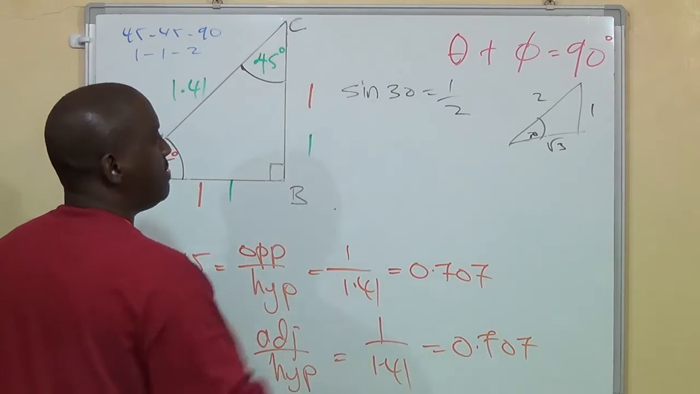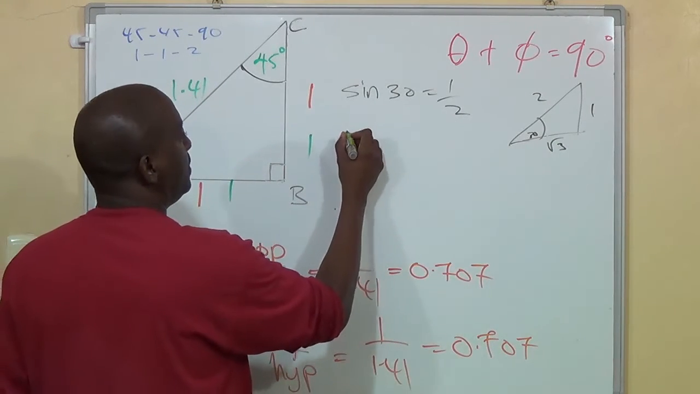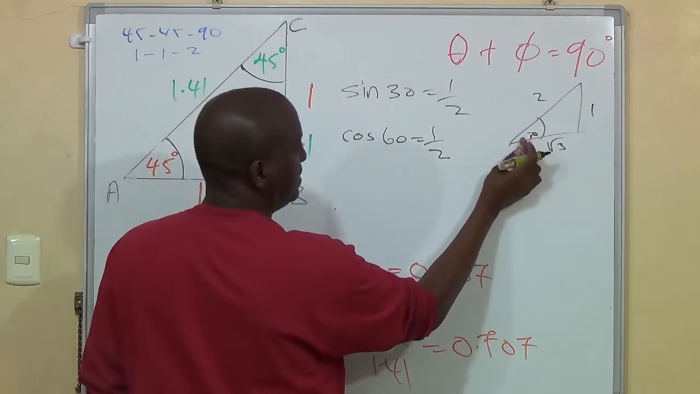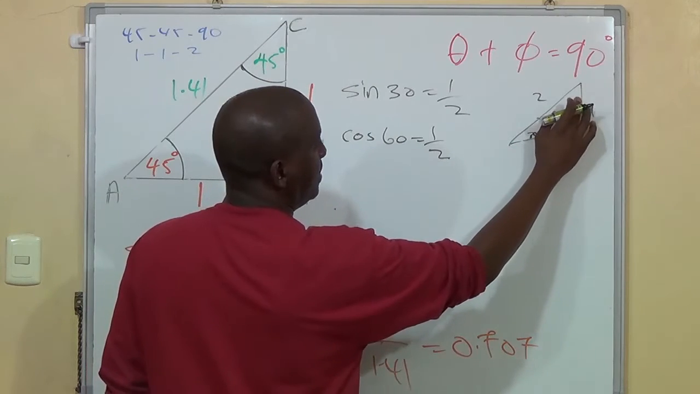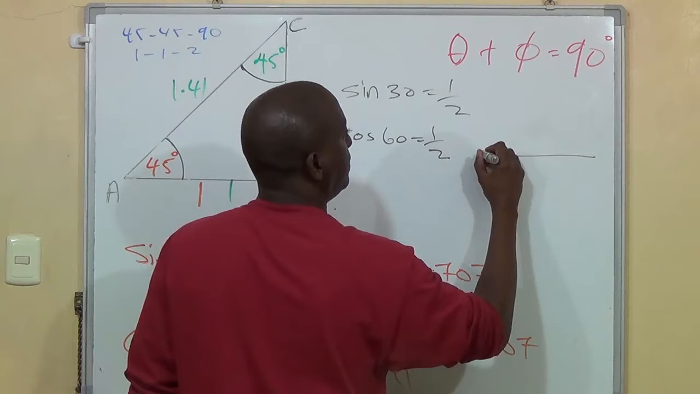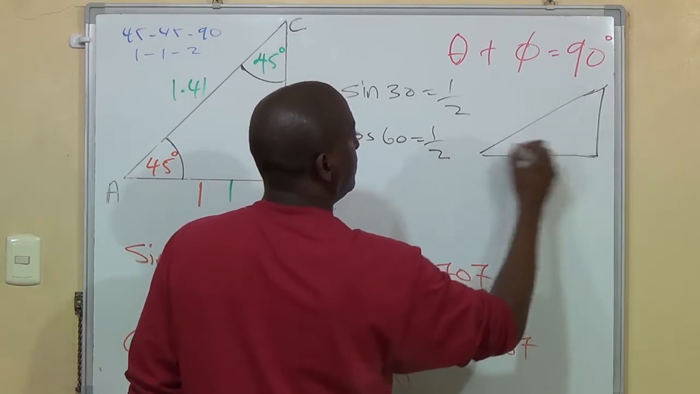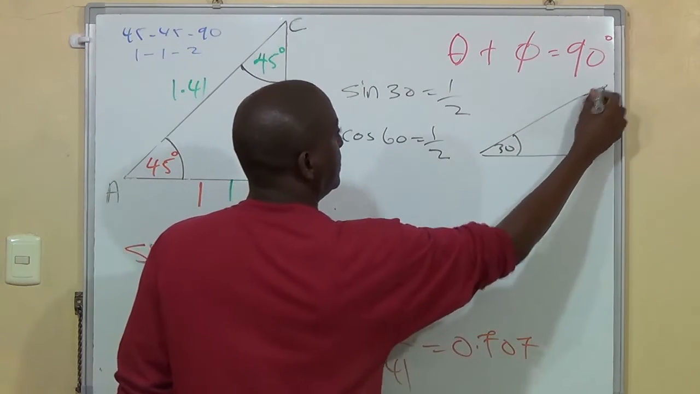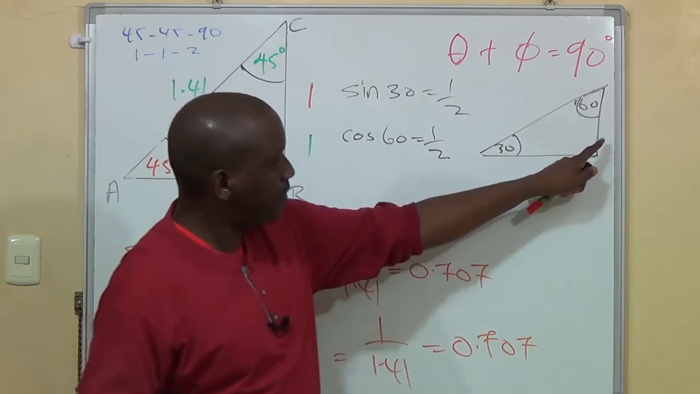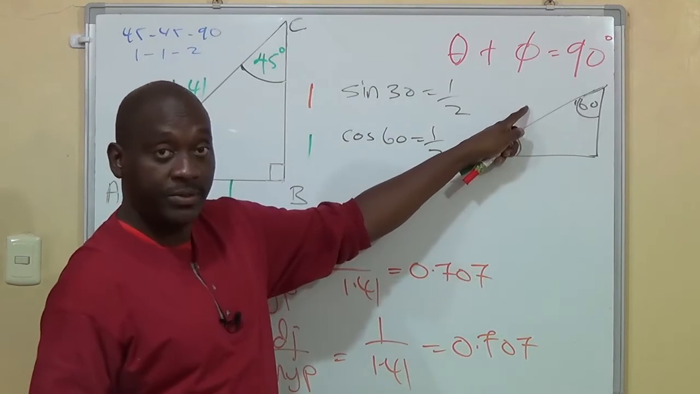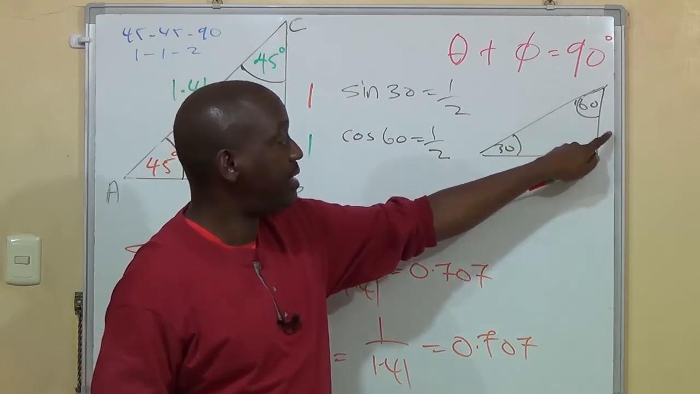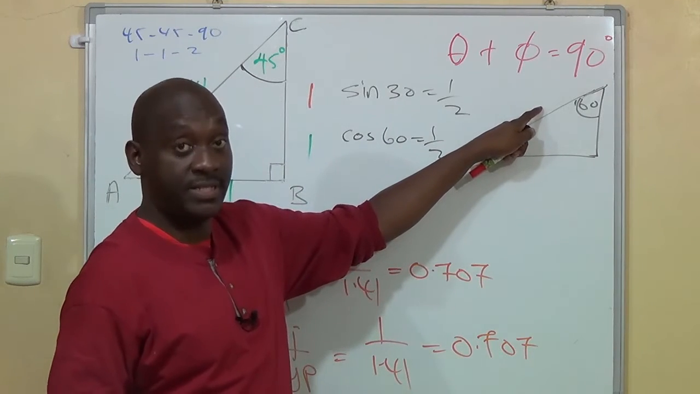Good. And if sine of 30 is a half, then we know that the cosine of 60 is also equal to a half, because this being 30 means that this here will be 60. Let me draw a nice big triangle now. Right? 30, 60. So sine of 30 is opposite over hypotenuse. When we switch the reference angle to 60, cosine of 60 is adjacent over hypotenuse, the same half.